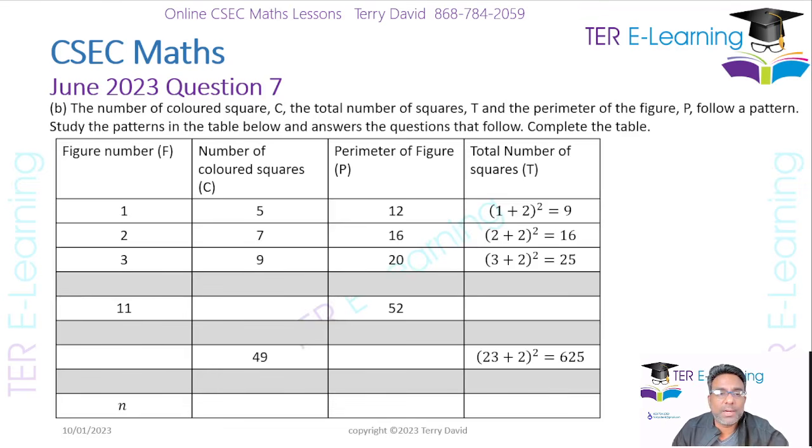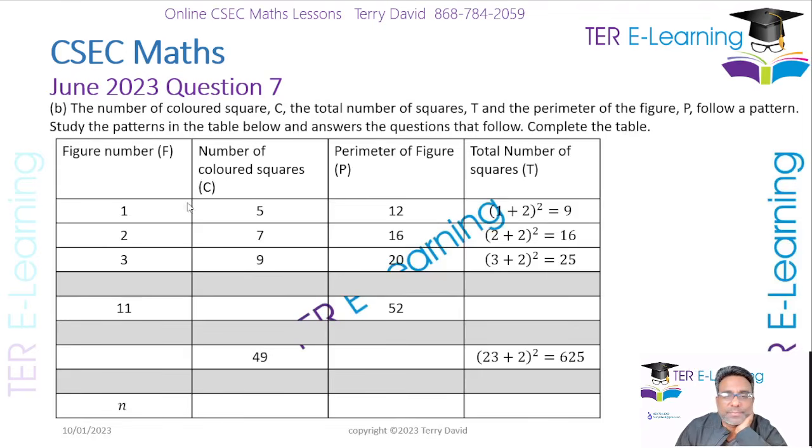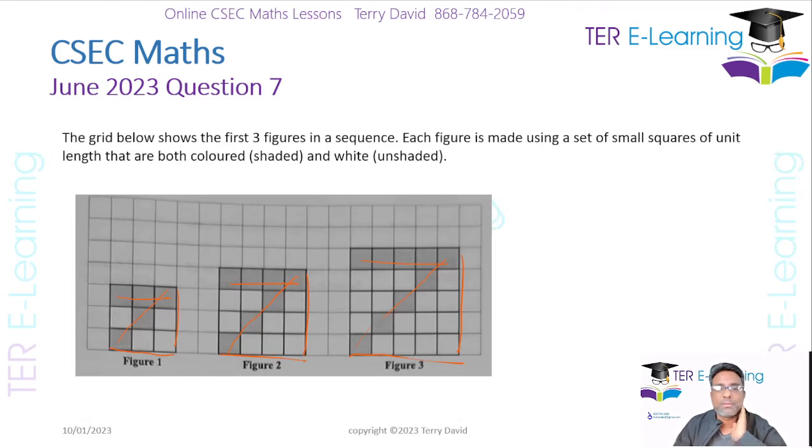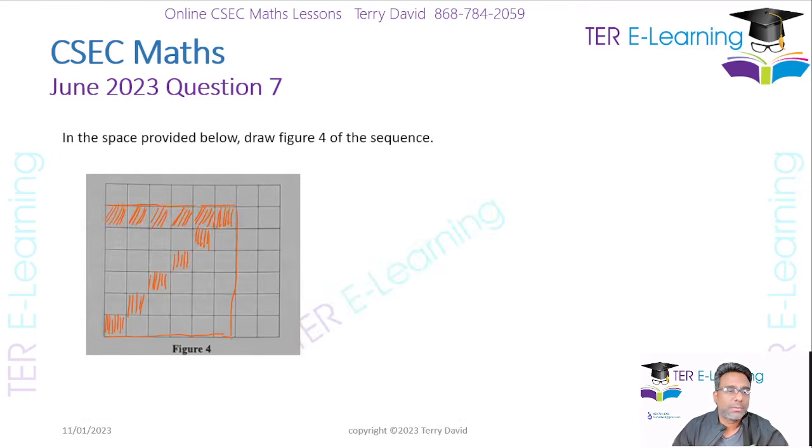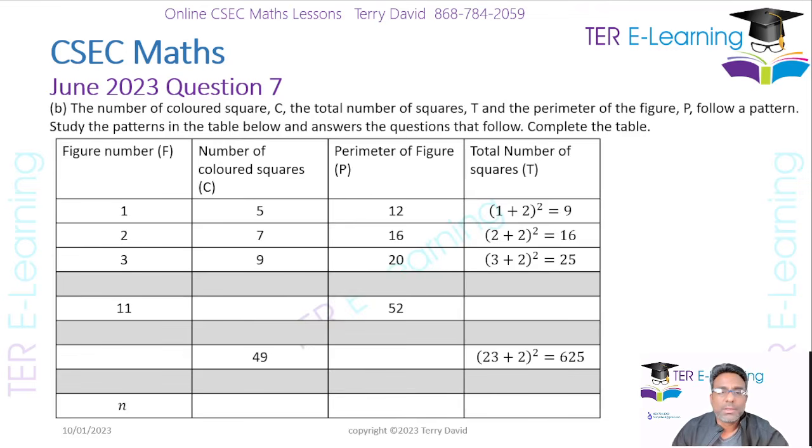Next part now. They give us a table, so we have to analyze the pattern here. We have figures, the number of colored squares, so that's the shaded, the perimeter, and the total number of squares. The total number of squares means how many are colored and white. What I normally tell my students in this case is to work out the formula for figure n. Once you know that, it's easy to work out the pattern.